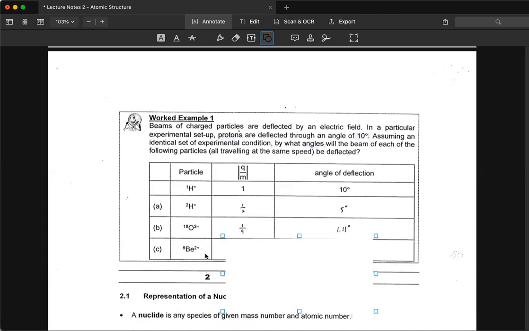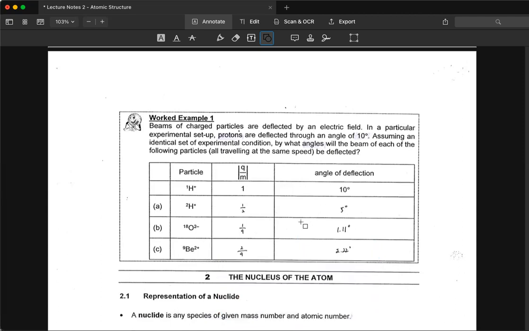As for the next particle, it has a mass of 9 and a charge of +2. So 2 divided by 9. And you take this, multiply by 10, will give you 2.22 degrees.